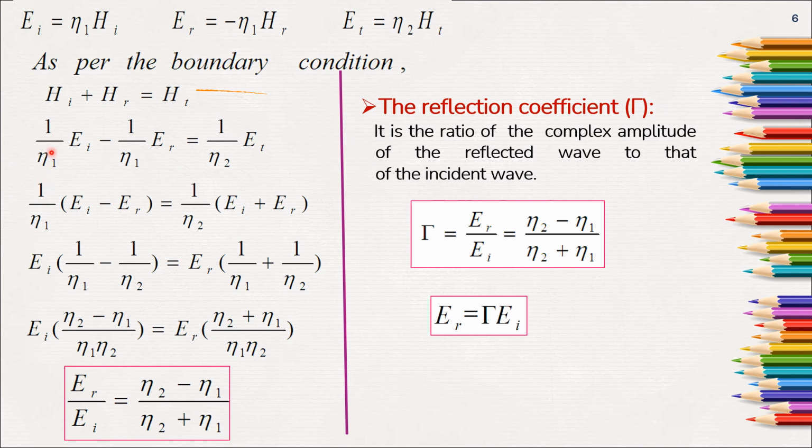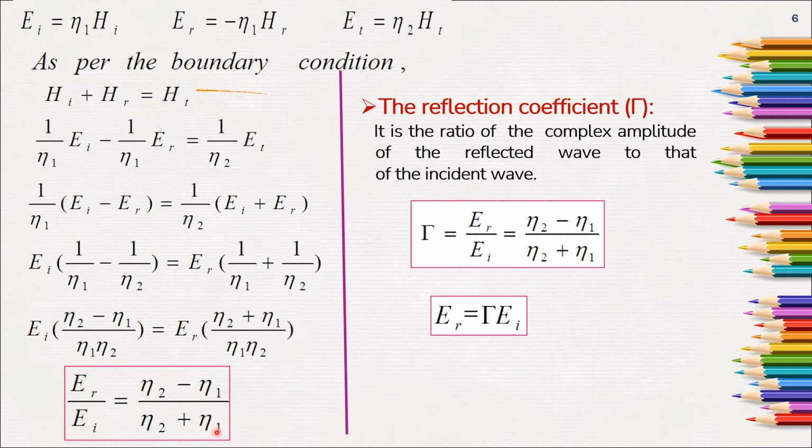Now what I am going to do is I combine, that is 1 by eta 1 is taken as common. So I have Ei minus Er, and here 1 by eta 2 into Ei plus Er. Okay, right. Now because I have replaced Et by Ei plus Er, I collect the Ei component separately and Er component separately. I take an LCM: eta 2 minus eta 1 by eta 1 into eta 2, here eta 2 plus eta 1 by eta 1 into eta 2. Now what I have? Er by Ei is equal to eta 2 minus eta 1 by eta 2 plus eta 1, right?